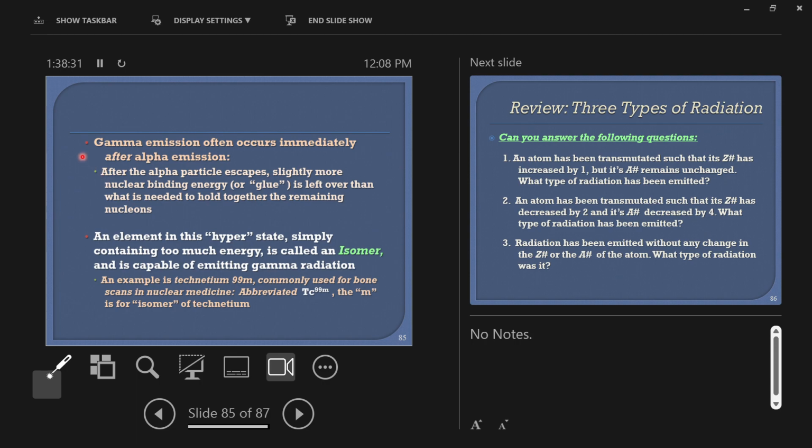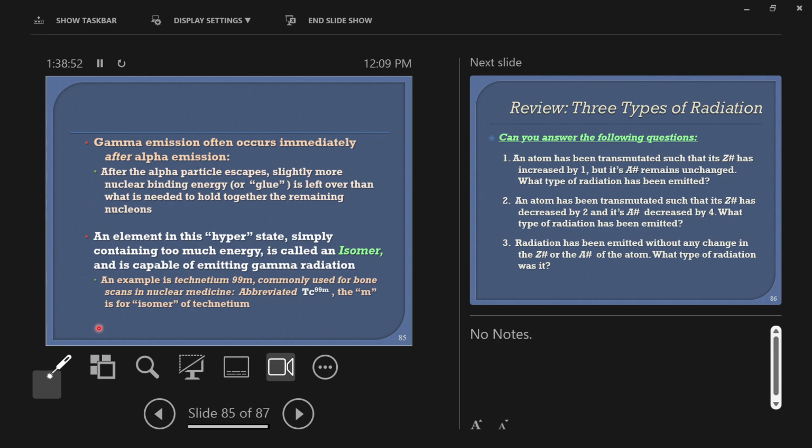When do gamma emissions happen? They typically happen after alpha emissions. So an atom is really unstable, shoots off a big piece of itself, and now is only a little unstable. So gamma emissions are the next likely thing. After the alpha particle escapes, slightly more energy is left. That energy is emitted as a gamma ray.